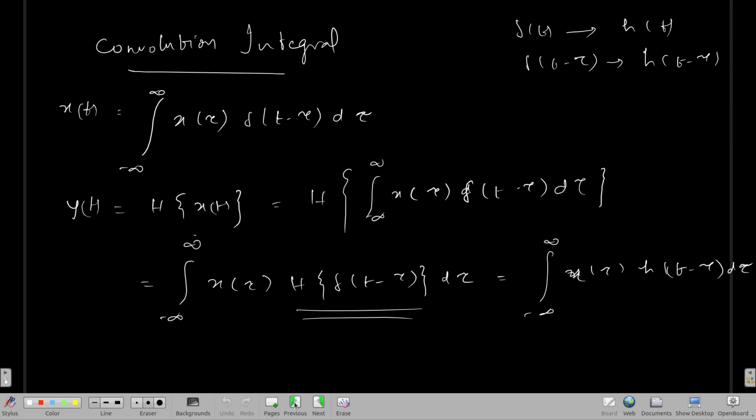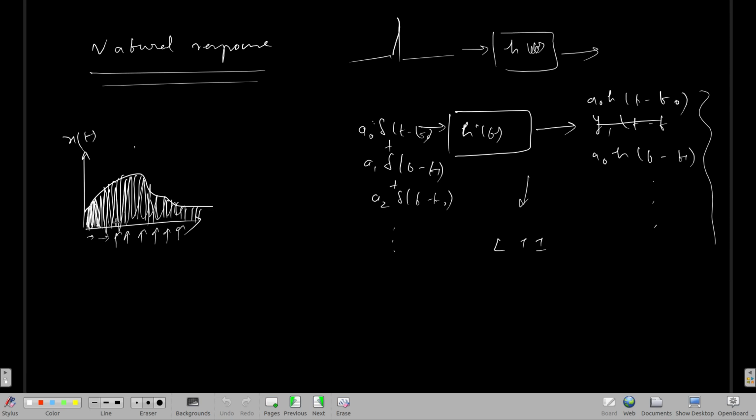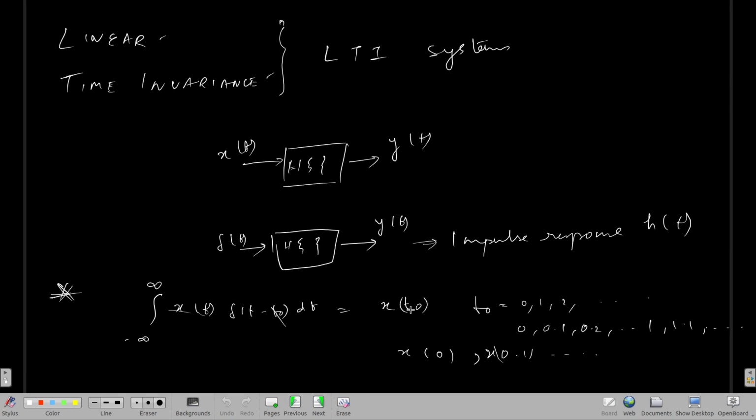So I will just go through it once more. First of all we have the shifting property, that is, if we multiply any signal with a delta function, a shifted impulse function, and integrate, then we will get the value of that signal at that particular point. Okay, that is the first concept.